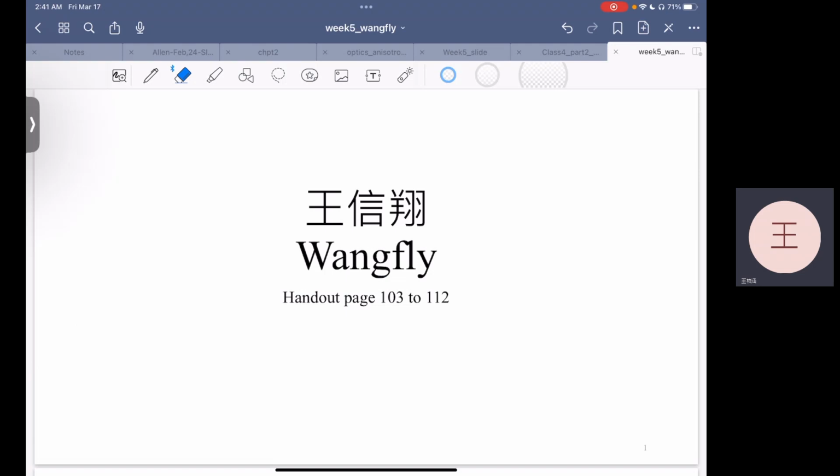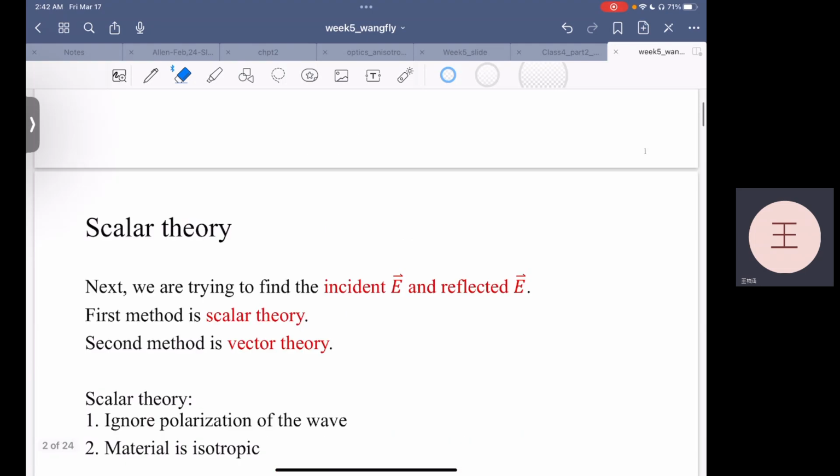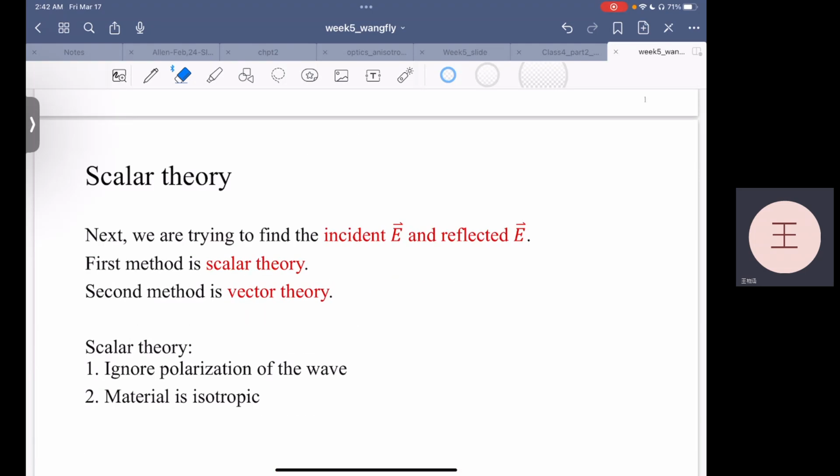Now we are going to focus on the scalar theory and vector theory, which is another method for us to solve the electric field. From chapter 2, we know the k surface, and all we are trying to do is solve the k and then plug it back into the wave equation to get the corresponding electric field. Here we introduce the scalar theory and vector theory.